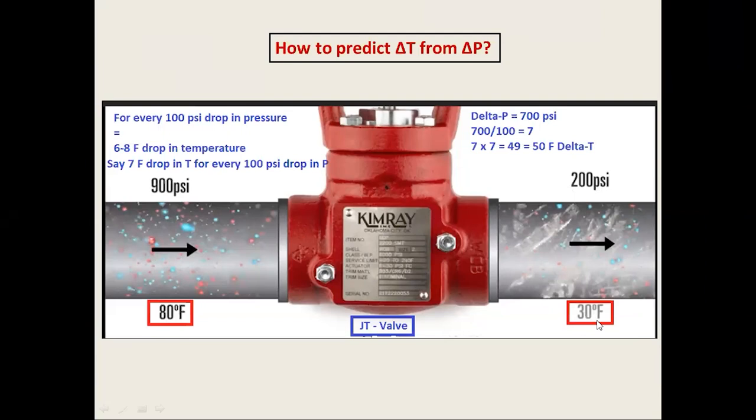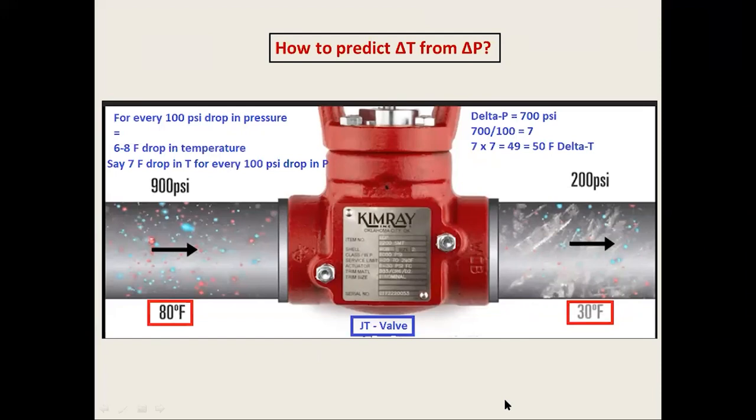How does this go with the rule of thumb? As you see, 700 delta P, and the rule of thumb says 7 for every 100. So we can multiply 7 by 7, it is 49, approximately 50 degrees, which is according to the measurement. Here was 80 and here is 30. The difference is 50 degrees, which the rule of thumb was able to predict.